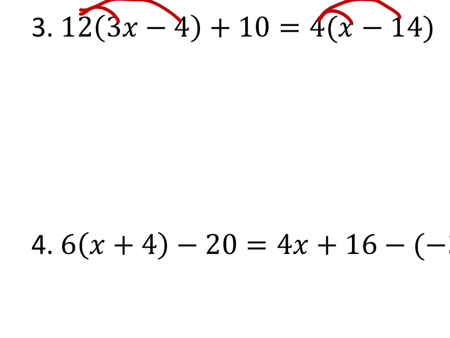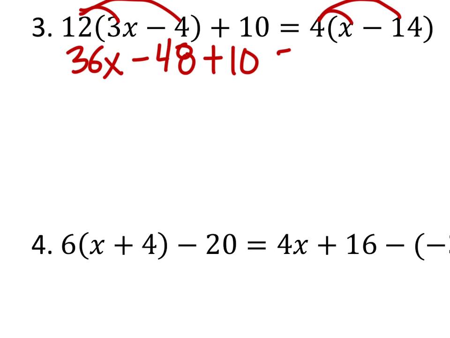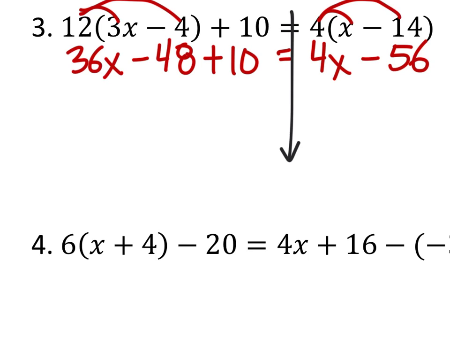You've got to distribute. This would give us 36x minus 48 plus 10 equals 4x minus 56. So I don't know if you guys remember this method. We're going to draw a line through the equal sign. That's going to bring it down right here. I'm going to choose the x's to be on the left and the numbers to be on the right.